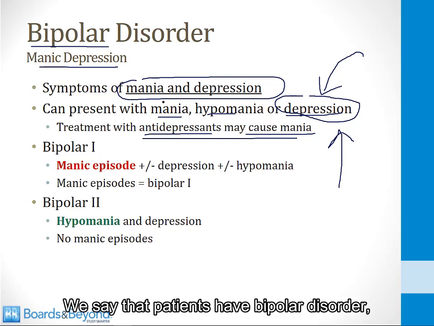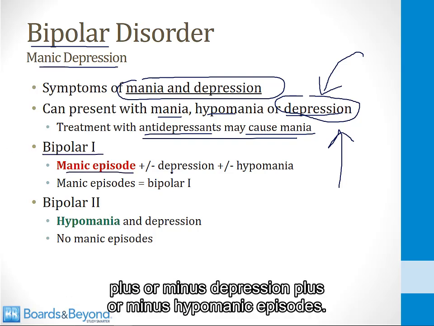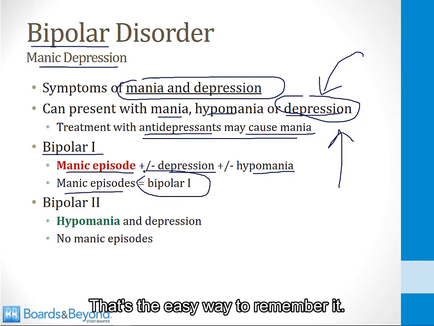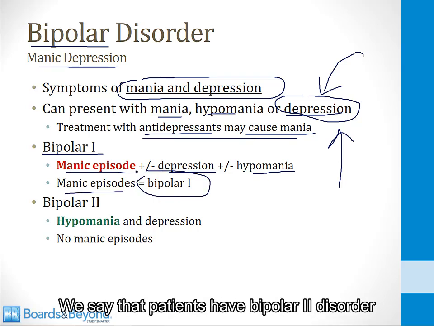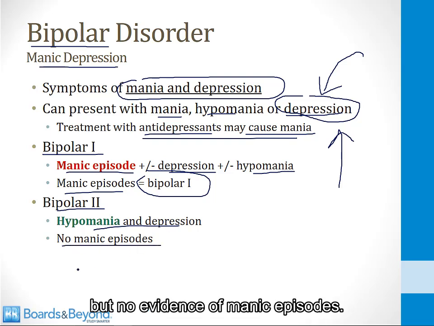We say that patients have bipolar disorder 1 if they have a manic episode, plus or minus depression, plus or minus hypomanic episodes. Any manic episode equals bipolar 1. That's the easy way to remember it. We say that patients have bipolar 2 disorder if they have hypomania and depression, but no evidence of manic episodes.